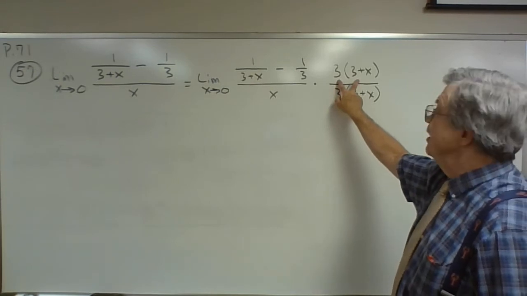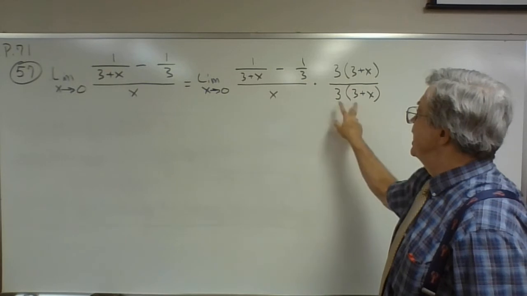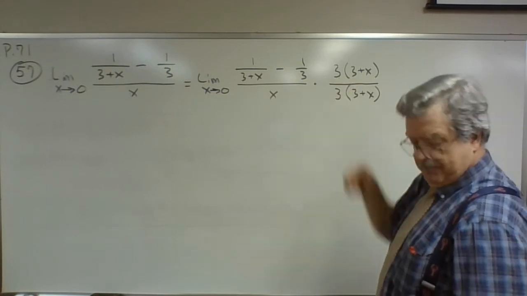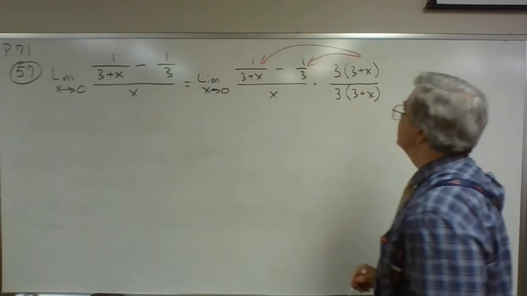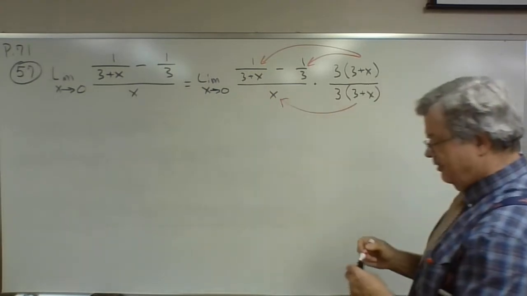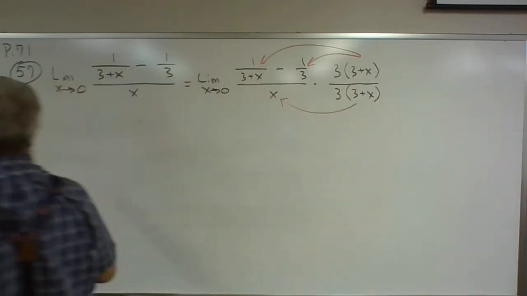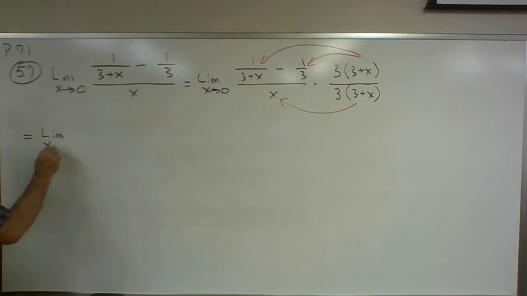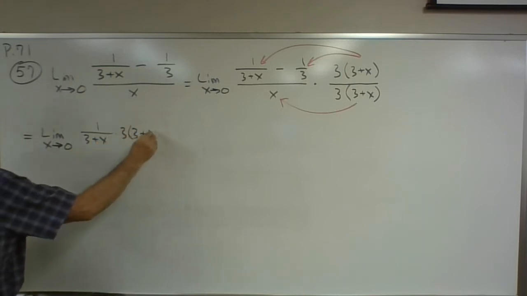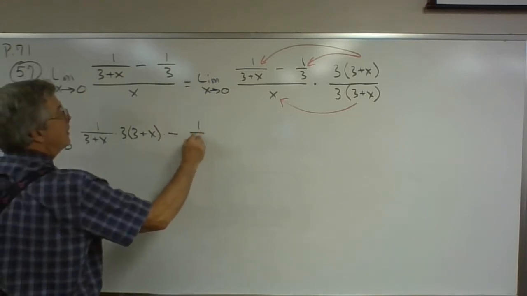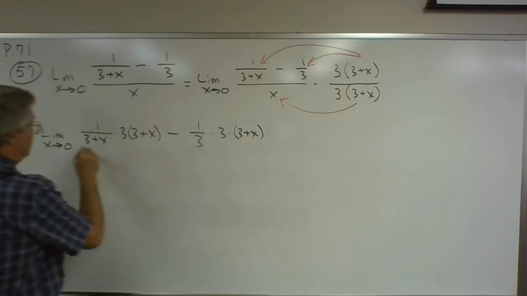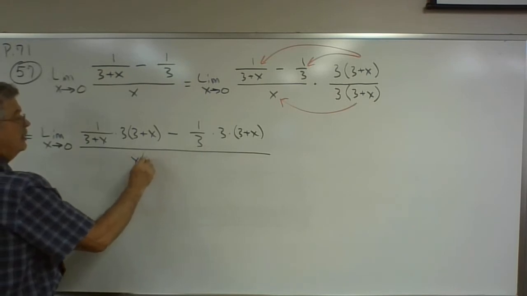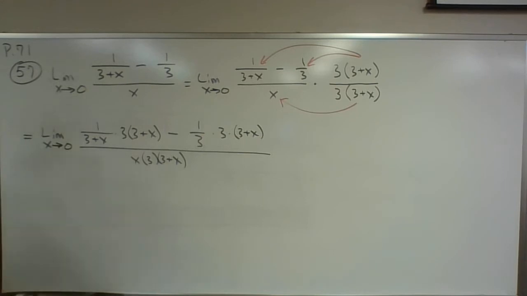Now here's what I'm going to do. I'm multiplying the top by the common denominator, I'm multiplying the bottom by the common denominator, and I'm going to distribute the common denominator to each term in the numerator and to each term in the denominator. Voila.